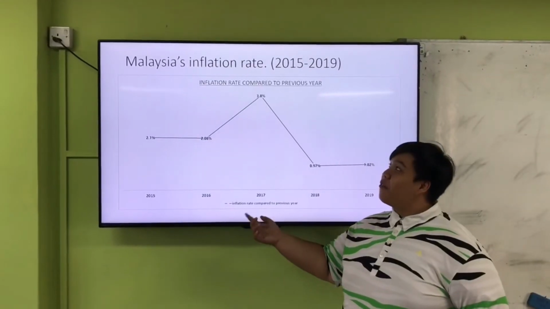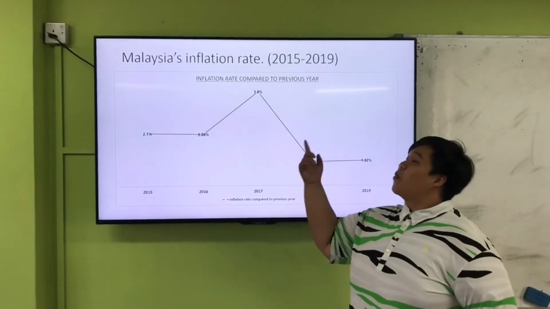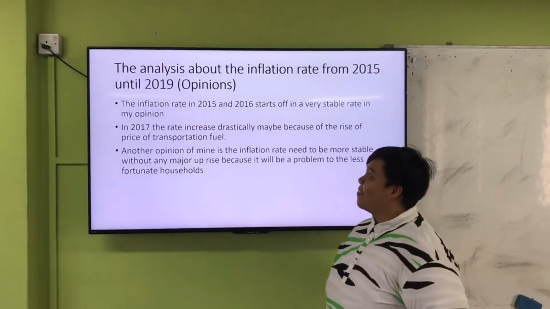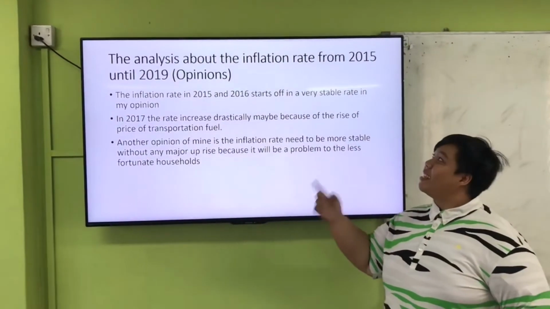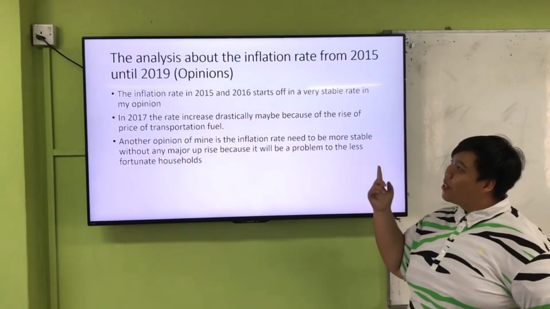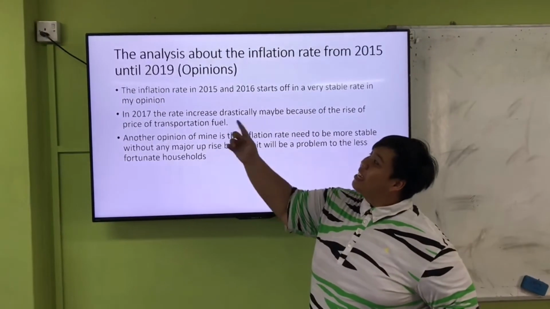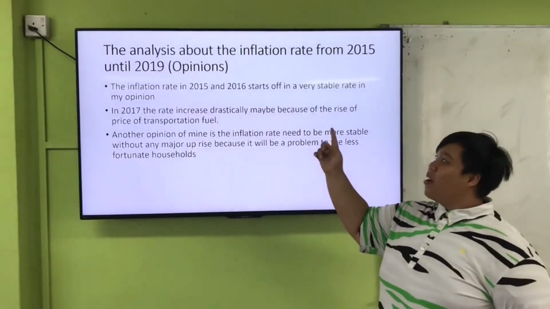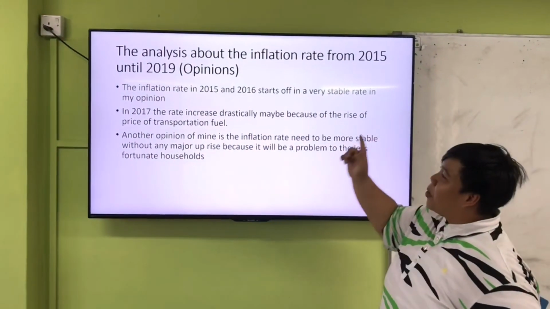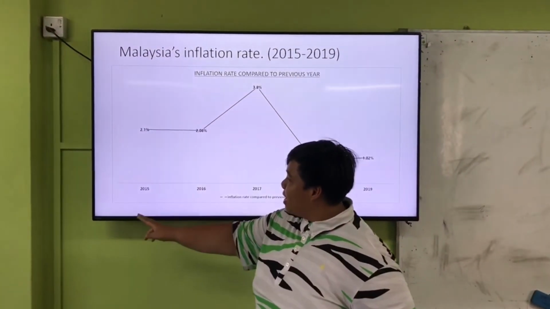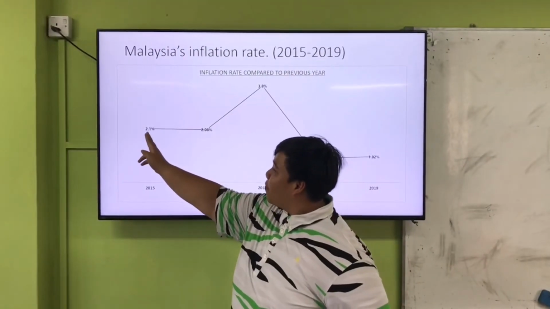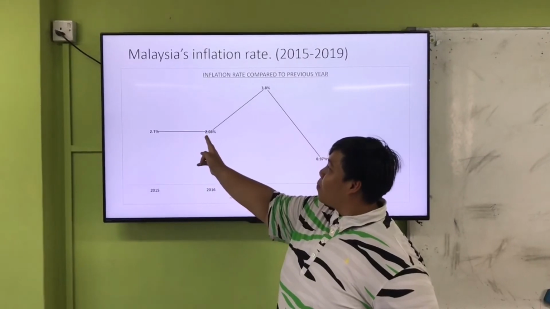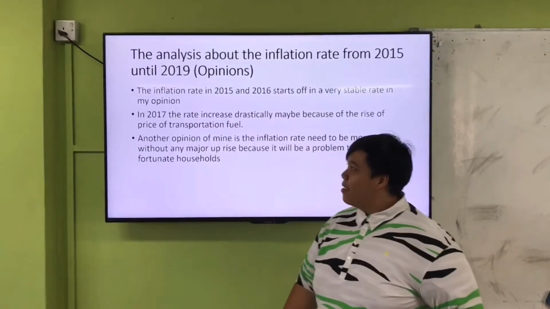So this is the graph for Malaysia's inflation rate from 2015 to 2019. Alright. So the analysis of the inflation rate from 2015 until 2019: the inflation rate in 2015 and 2016 starts off at a very stable rate, in my opinion. So if you can see, they are very stable, from 2.1% and in 2016 2.08%.